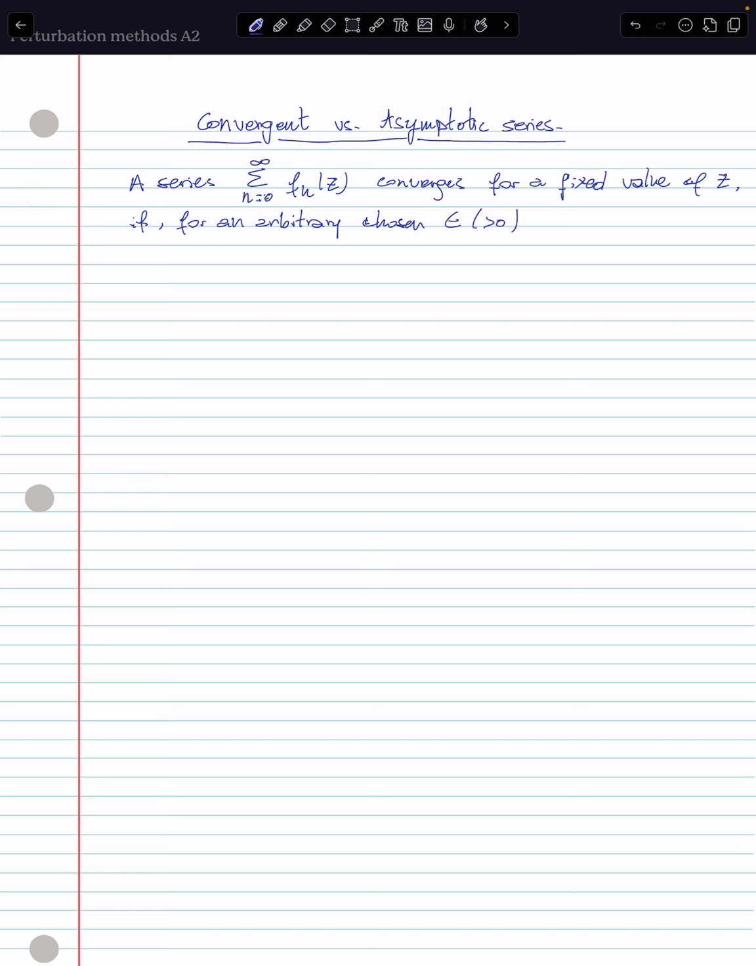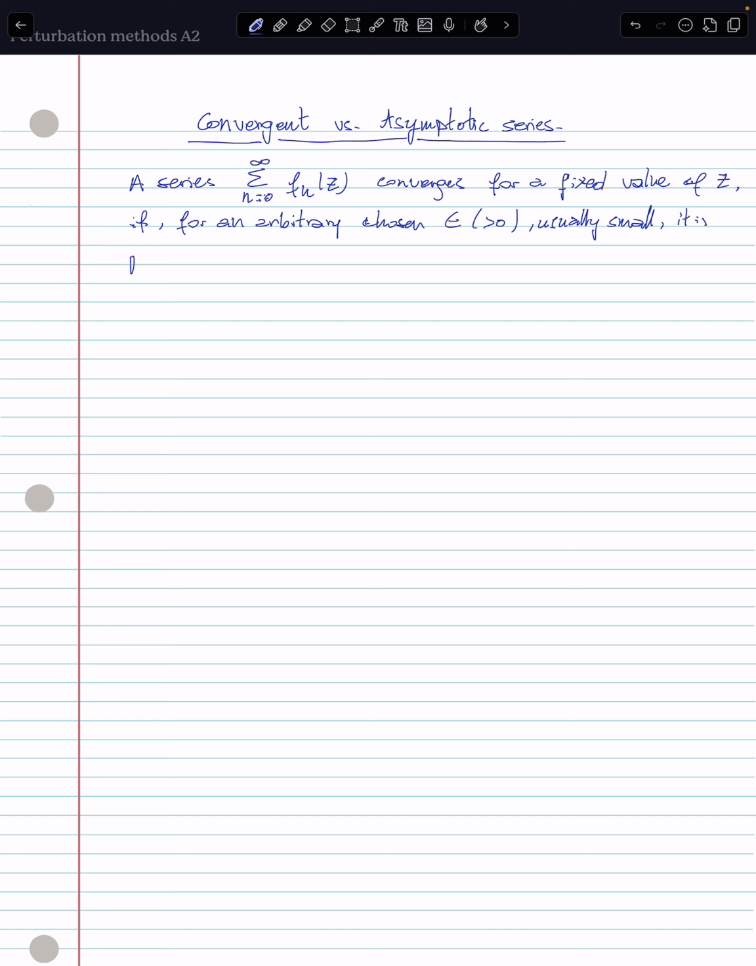All right, so we would say that a series which can be written like this: sum for n running from 0 to infinity of f_n(z) is convergent, or converges, in the sense of what we usually learn in standard calculus, for a fixed value of z, if for an arbitrary given or chosen epsilon, which is positive, usually small. This is where the challenge is.